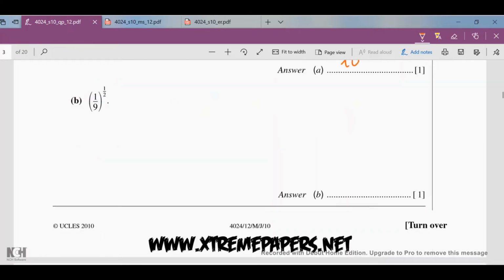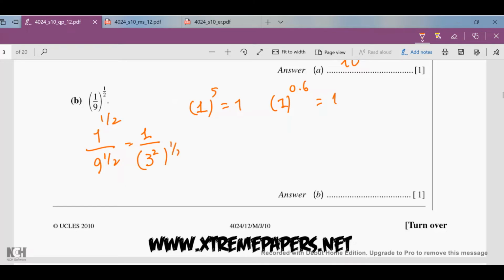Moving to the next part. Okay, 1 upon 9 power 1 upon 2. And what we can do, 1 is a number, whatever the power, like 1 power 5 is also 1, 1 power 0.6 is also 1. I mean, 1 with any power is always 1. So 1 power 1 upon 2 is 1, and 9 power 1 upon 2 you can write as 3 square power 1 upon 2, and 2 and 2 cancel. Answer is 1 upon 3, and that's very simple.